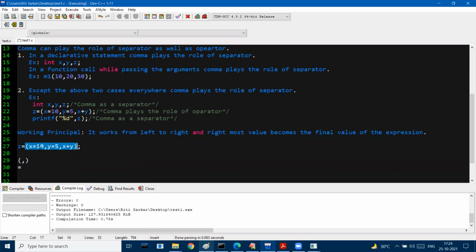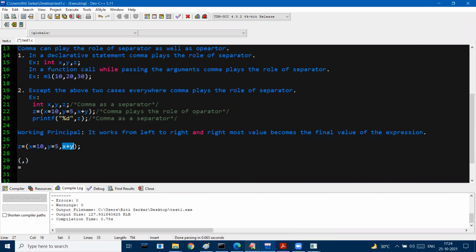Now, you said that here comma is not a separator but an operator. Then how will it work? From left to right. So it will start from here. x = 10: the value 10 is assigned to x. y = 5: the value 5 is assigned to y. This is called the assignment operator, guys. You know that. In the last session, I already discussed the assignment operator in the sense of L-value and R-value. So here 10 is assigned to x, 5 is assigned to y. And now what is happening? x + y.